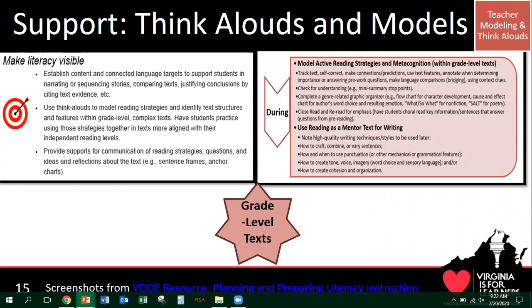On the right-hand side, there are just some ideas for how we are building in those think alouds and models into literacy instruction. It's important to note that when we are using think alouds and models, we are using grade level texts. This becomes an issue of equity if students are not exposed and have practice and support with navigating grade level texts, because we know their assessments inevitably will be grade level text. So we have to prepare students with instruction and modeling with that rigor.